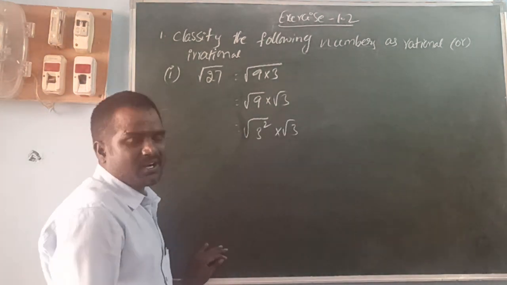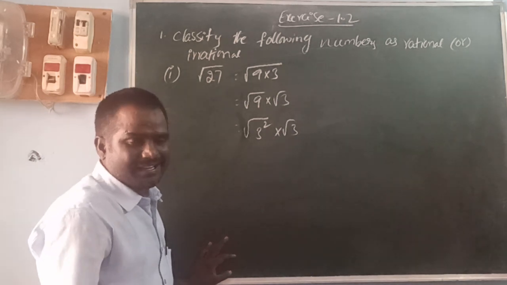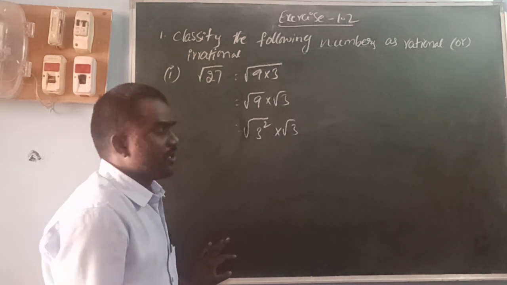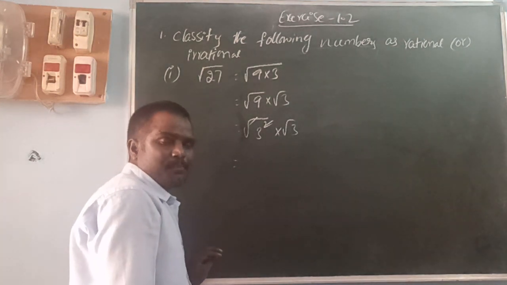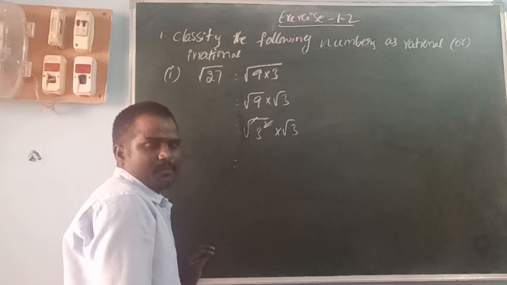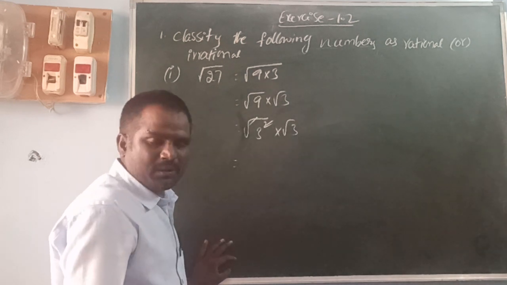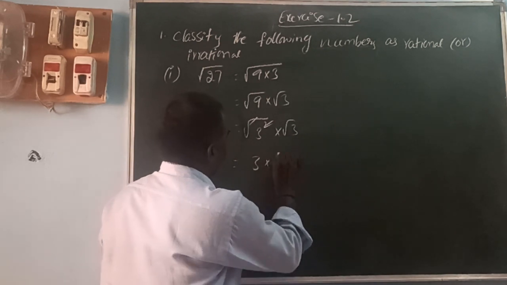Square root means the power form of this is 1 by 2, second order, square order. So here the square root cancels. How does it cancel? a power m, all power n is equal to a power m into n. That is 3 power 2 into 1 by 2. That 2 cancels. That is 3 here. 3 into root 3.